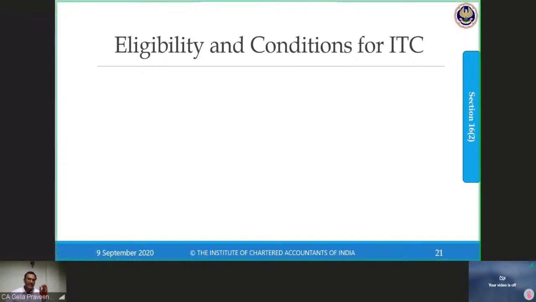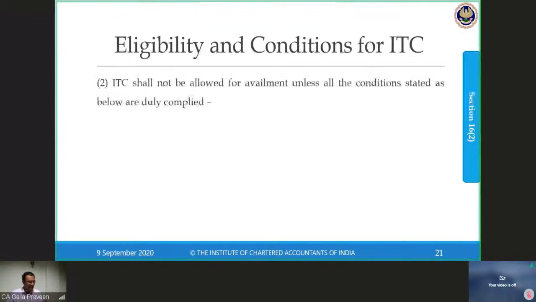So, 16.1, we have understood that intention for use should exist. If that intent to use in the course or furtherance of business exists, then I can take the ITC. Section 16.2 says, ITC shall not be allowed for availment unless all the conditions stated below are complied with.